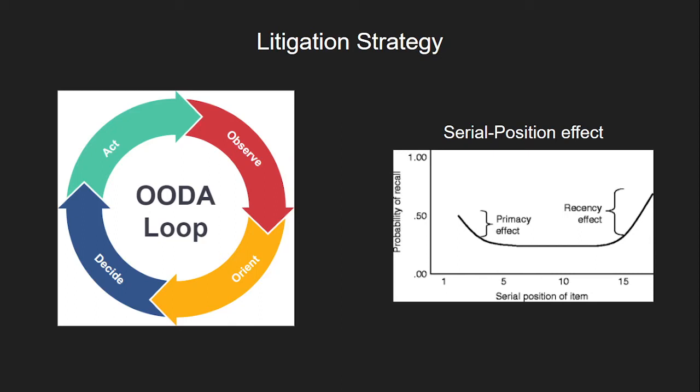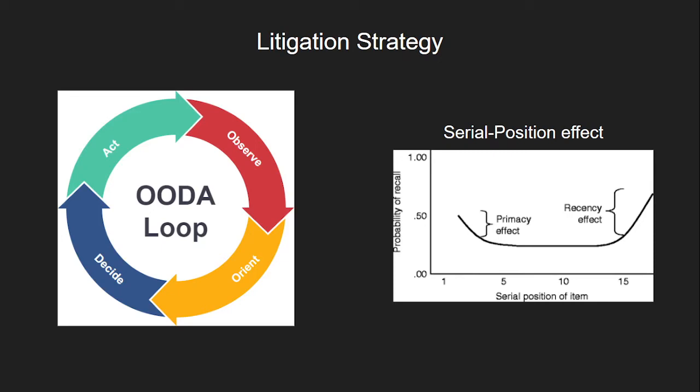So on the left you can see the OODA loop. The OODA loop stands for observe, orient, decide, act, and it's also called the Boyd loop after its creator, John Boyd. The OODA loop is used in many situations where you need to react to a change in the enemy's plans, and it's here basically as an aid.